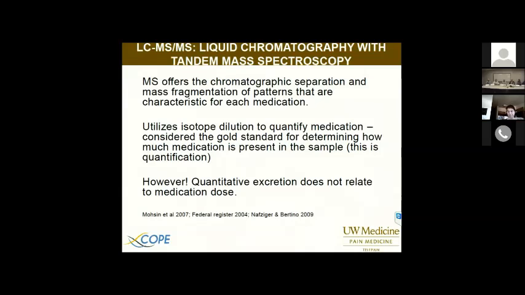So here's the science slide. Liquid chromatography, mass spectroscopy is the science that is used. The mass spectroscopy offers the chromatographic separation and mass fragmentation patterns that are characteristic for each medication. What you see on the test result when you're in the lab is a peak. You're looking for your tree in the forest. There's a whole bunch of peaks there that the toxicologist is looking at. It utilizes isotopic dilution to quantify the medication. This is the quantification piece, and this is considered the gold standard for determining how much medication is there.